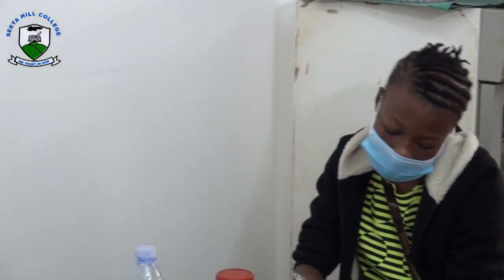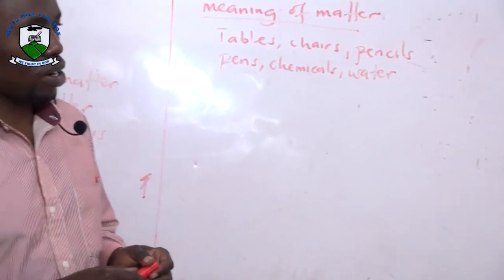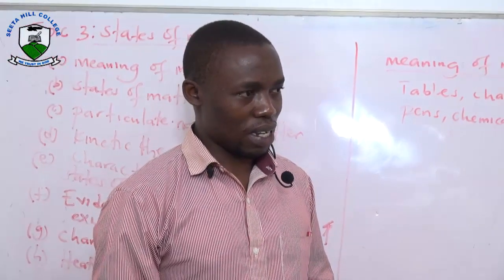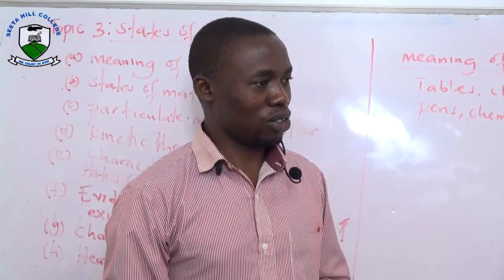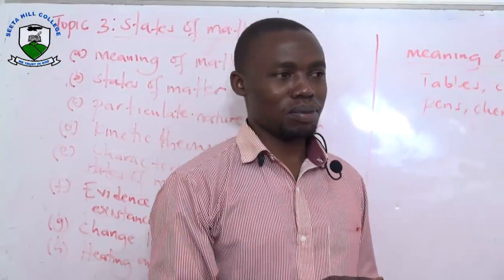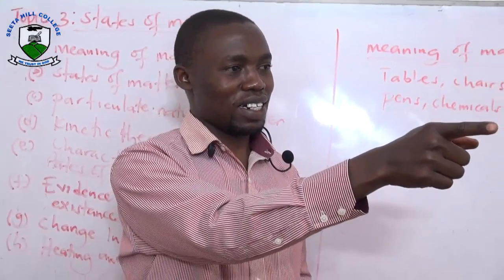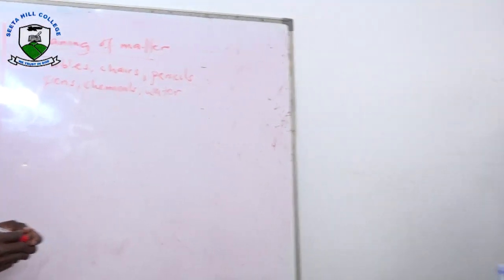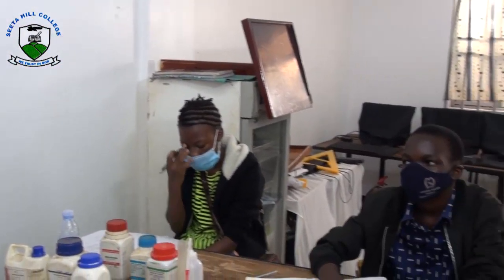Now, who recalls what the scientific word would be called? After referring to them as materials, what did we say they were? Aspolo, what did we say those materials were? Matter. We said those materials were matter. Indeed, they are matter. That's right.